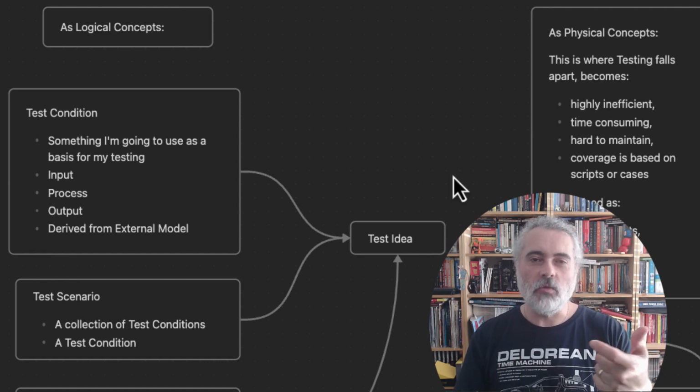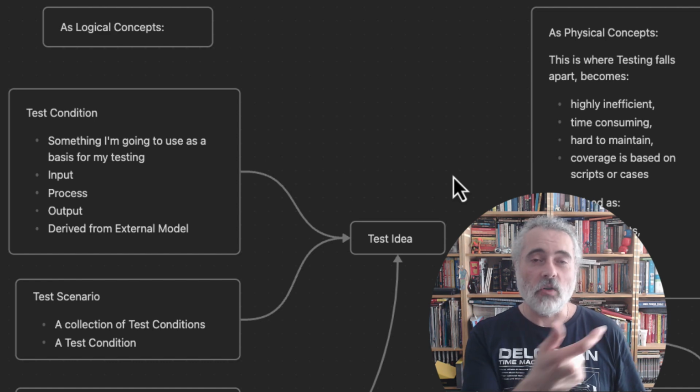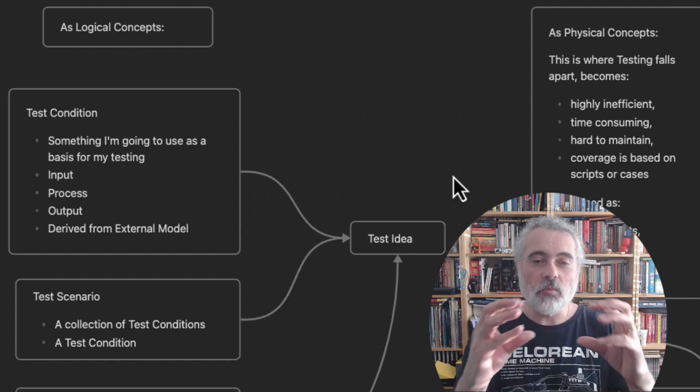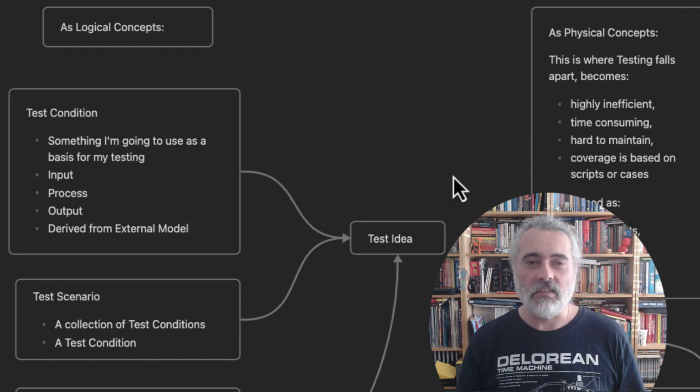So we find something that relates to the input. We find something that relates to the process of inputting that. Find something that relates to the output. So then we now have a test scenario that groups all those together. So it's a collection of test conditions. It's really a process type identification.